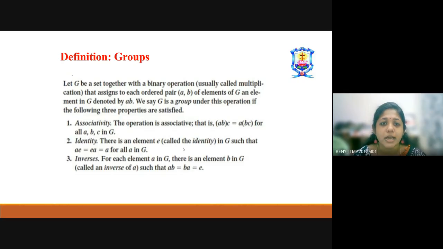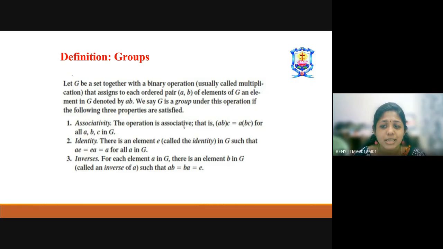Definition of groups. Let G be a set together with a binary operation that assigns to each ordered pair A, B of elements of G an element in G, also denoted by AB. The following three properties must be satisfied for a group: associativity, the identity element exists, and the inverse exists.